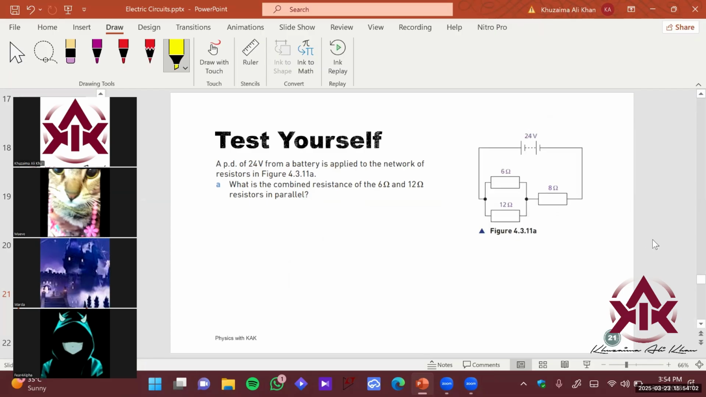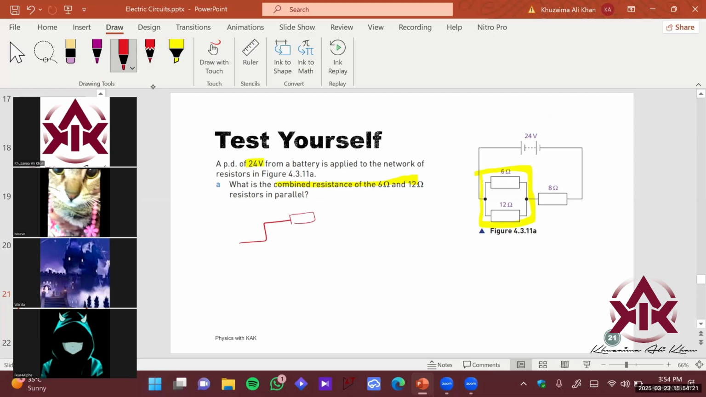Okay. So let's see what do we have. We have a potential difference of 24 battery, right? And we want to find the combined resistance of 6 and 12 ohms in parallel, right? So we want to solve this particular thing out. So it's simple, right? We have this configuration here.